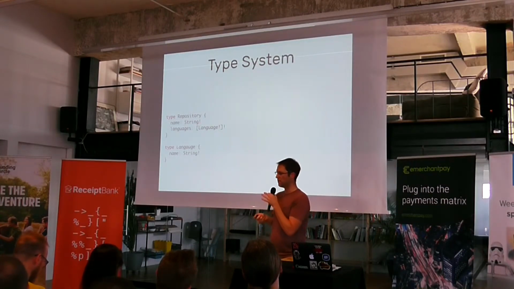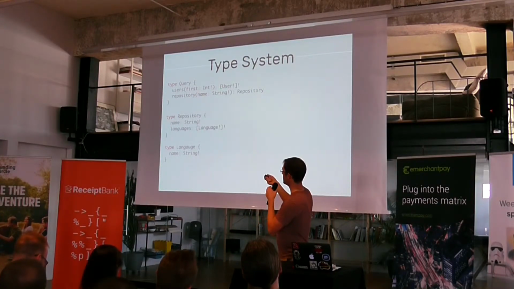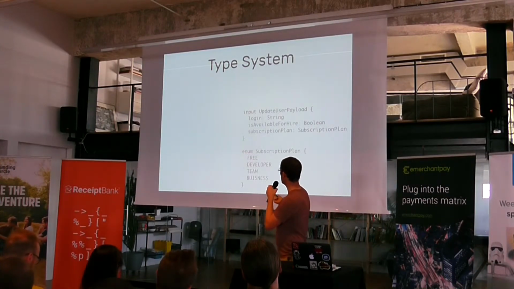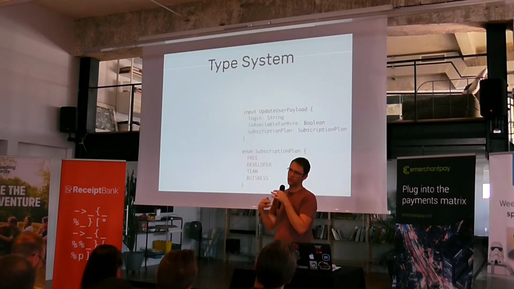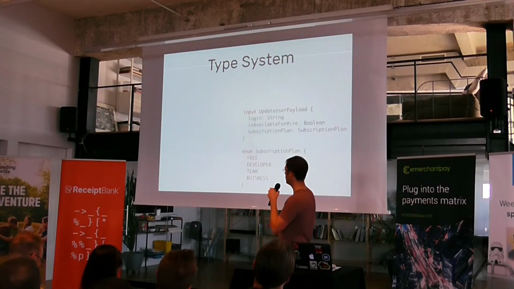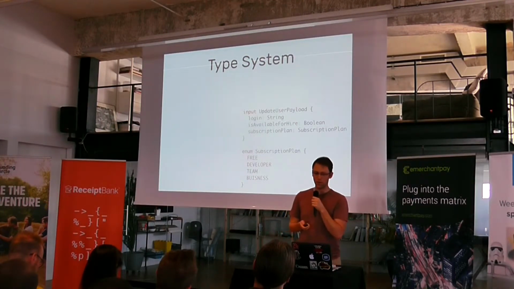There's another type by convention called query. That's the starting place. So, for example, the query type allows us to look up a repository by name. And besides that, there are input types. If you take user input in GraphQL, it's like controller parameters, but a little bit different. Everything is type checked and validated, so you can be sure that it's a good input.